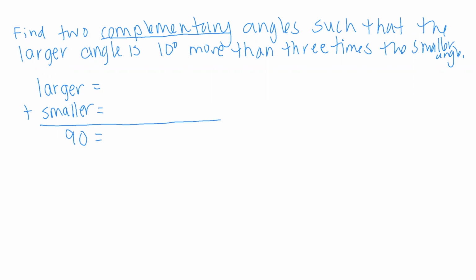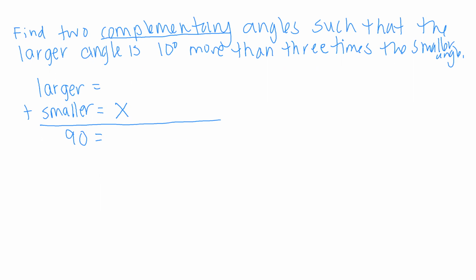Now's the time where we do that direct translation thing where we go back to the problem and look for a hint about one of these two angles. Whichever angle we have a hint for is not going to be the variable. The angle that we don't have a hint about is the one we're going to assign the variable x to. I know that the larger angle is 10 degrees more than 3 times the smaller angle. I don't know anything about the smaller angle, so I'm going to call the smaller angle x.